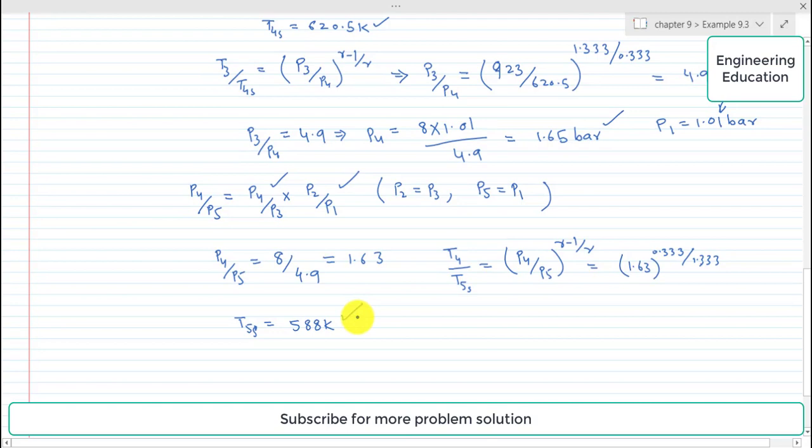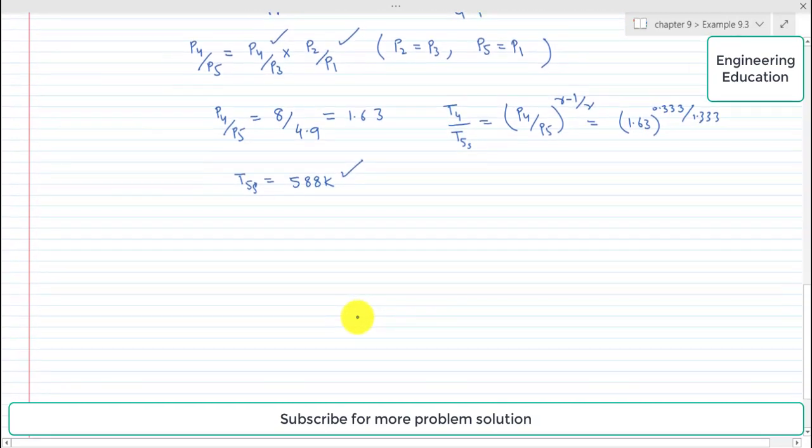Now further, to find the difference of temperatures required for the solution of low pressure turbine work, we can write the isentropic efficiency of the low pressure turbine, LPT, is equal to T4 minus T5 over T4 minus T5s. So we know the value of the low pressure turbine efficiency and all these values. So the difference of temperature T4 and temperature T5 is equal to 0.83 into 666 minus 588 Kelvin.